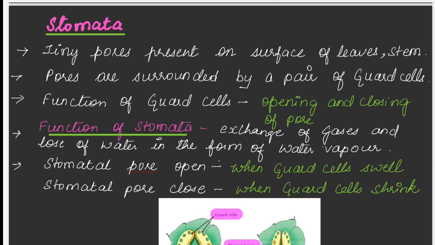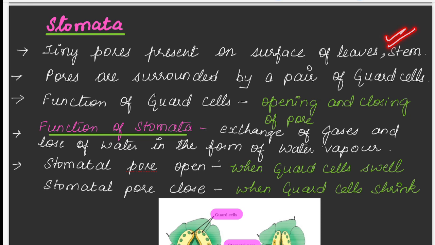So let us start the video. So what is a stomata? Stomata is nothing but a tiny pore. Tiny meaning is small. Pore meaning is opening. A small opening. Where is it present? It is present on the surface of leaf and stem.